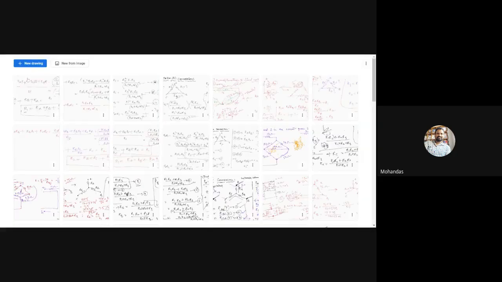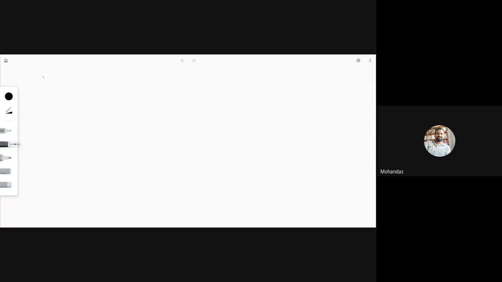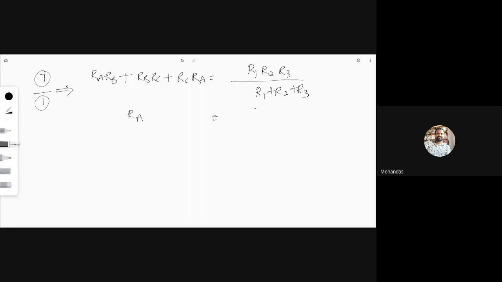Now, let us do 7 by 1, equation 7 by 1, which implies the 7th equation is RA RB plus RB RC plus RC RA, which is equal to R1 R2 R3 divided by R1 plus R2 plus R3. Now equation 1 is RA, which is equal to R1 R3 by R1 plus R2 plus R3. Now divide these equations here.